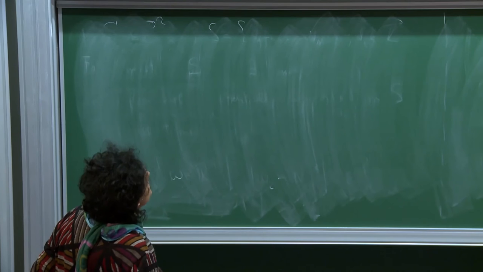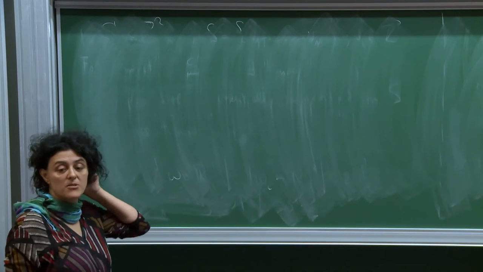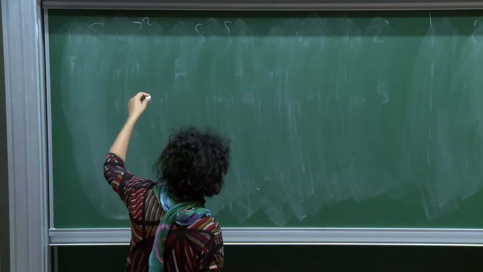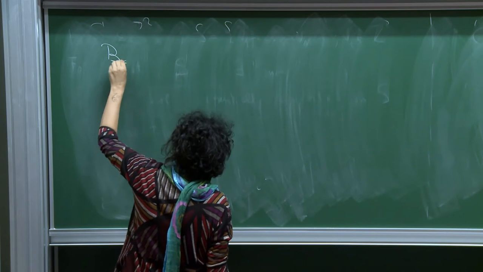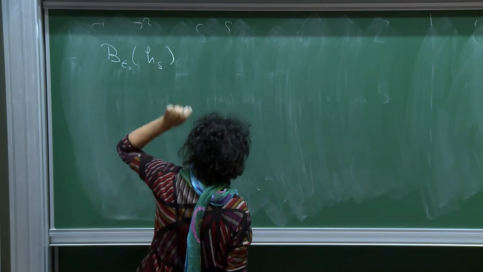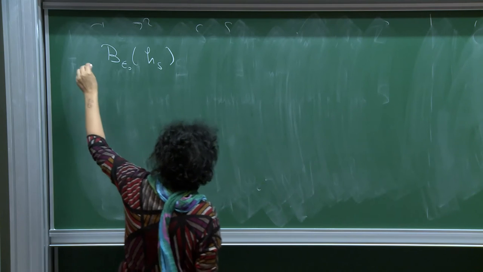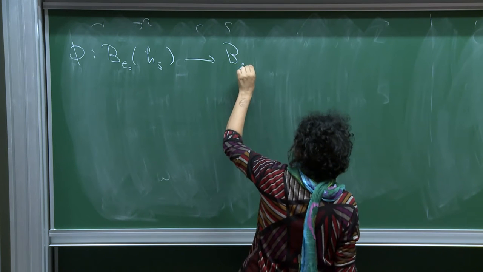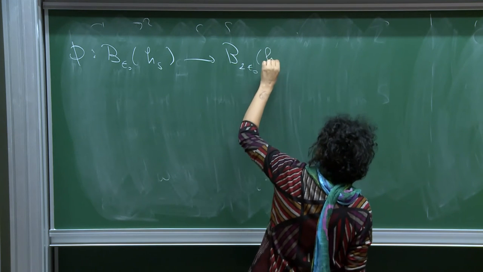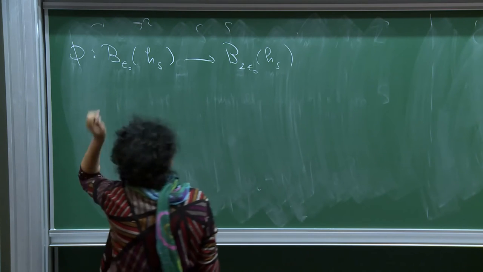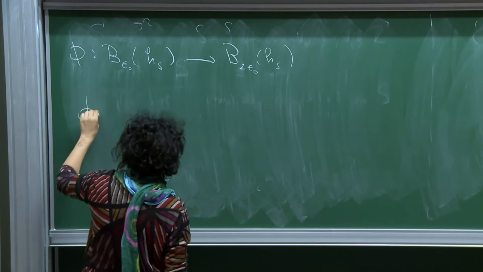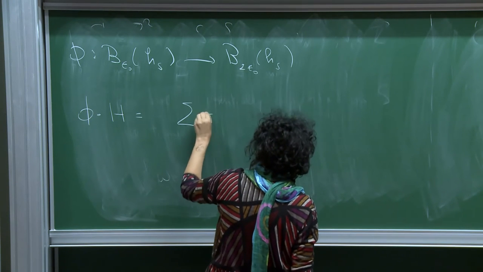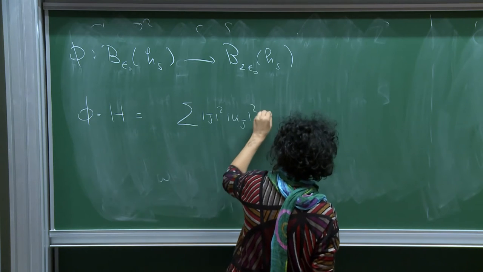What is the Birkhoff normal form? The Birkhoff normal form is a change of variable defined in some ball. And here, since at this point I'm thinking of the quasi-periodic solutions, I will take a small ball inside H^s. And I have my change of variables, which maps this ball into some slightly larger ball. And this is a symplectic change of variables. And when you compute your Hamiltonian in the new variables, you will get a nicer picture in this sense.